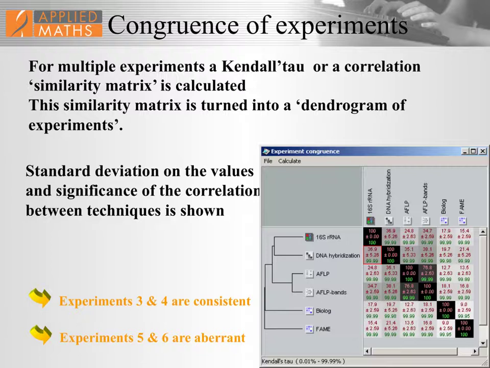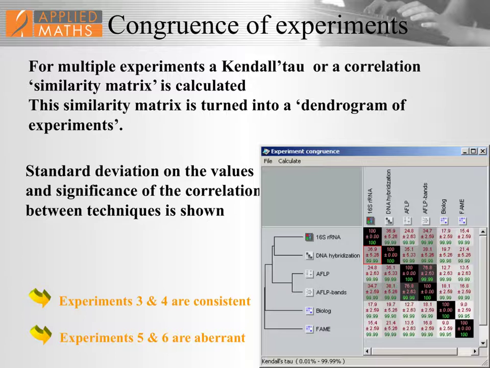So, the first way of looking at different experiments is the congruence of experiments. And then for your multiple experiments, a correlation similarity matrix is calculated, which is shown here. And this is just turned into some kind of dendrogram of experiments. And then as an added value, you can add some standard deviations and significance on the correlations between the techniques. What can you learn from this? Firstly, you can see which techniques are very similar, which techniques are very different.